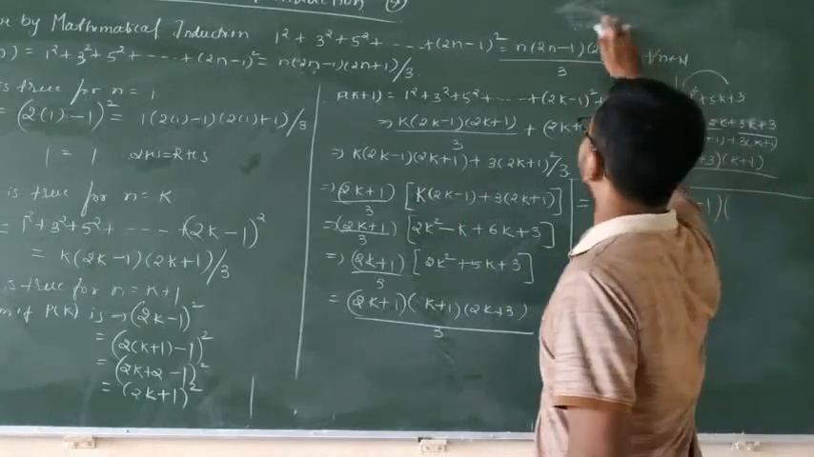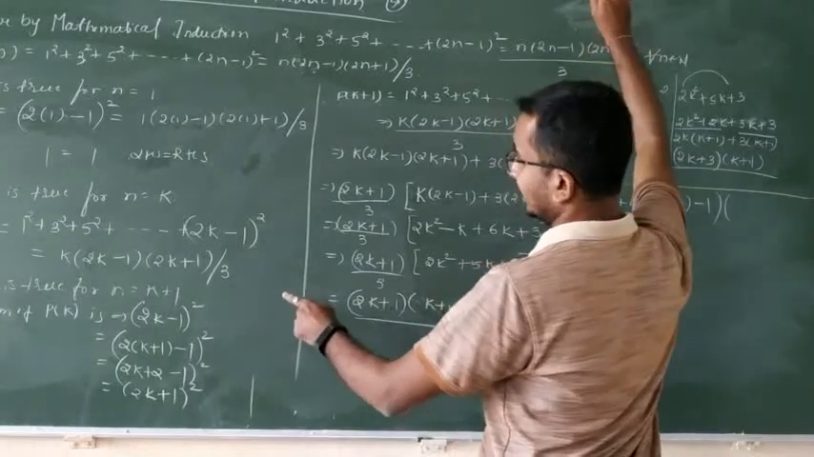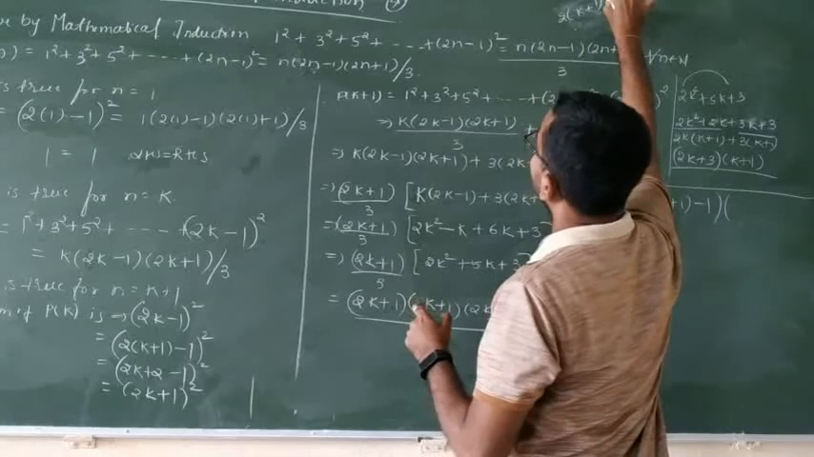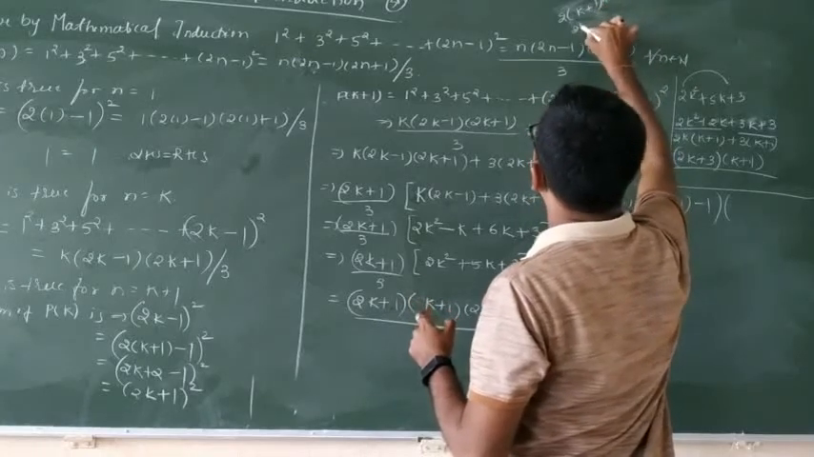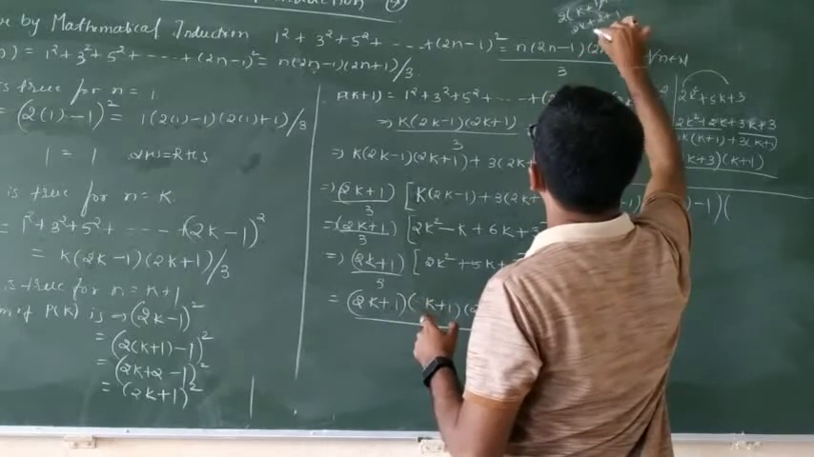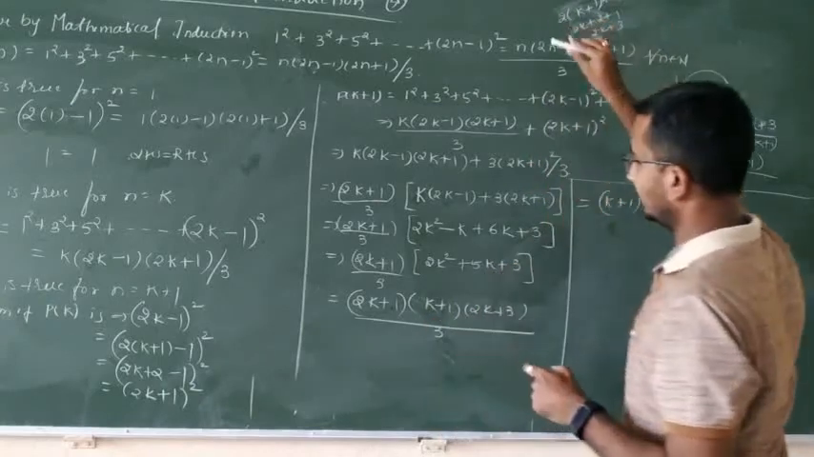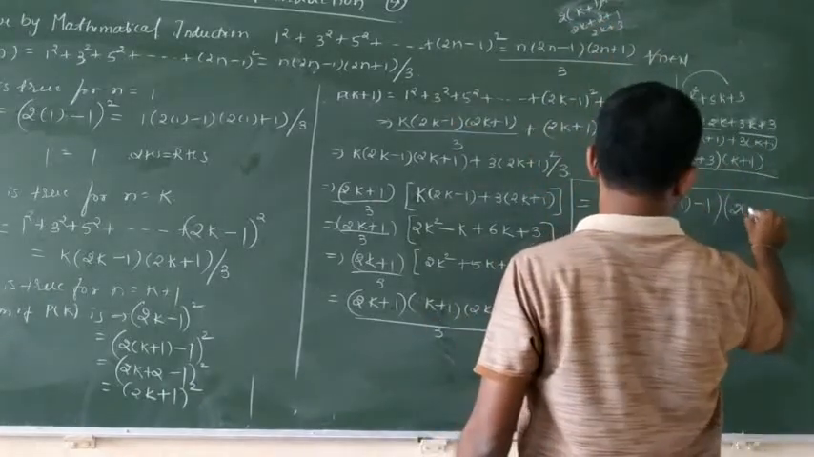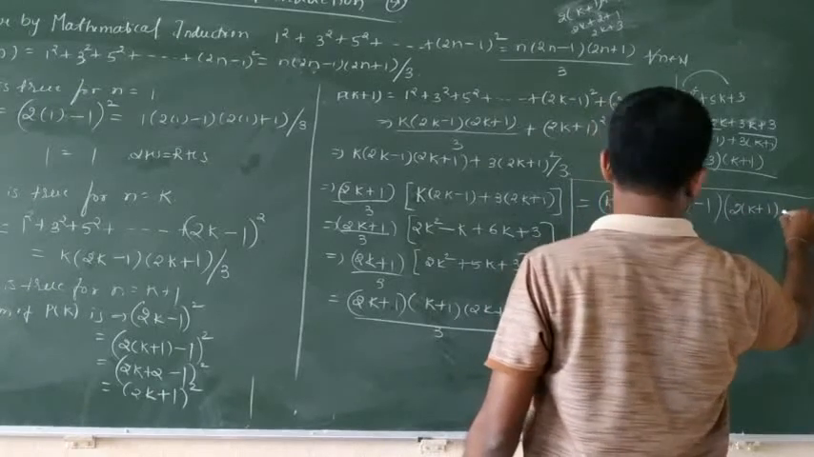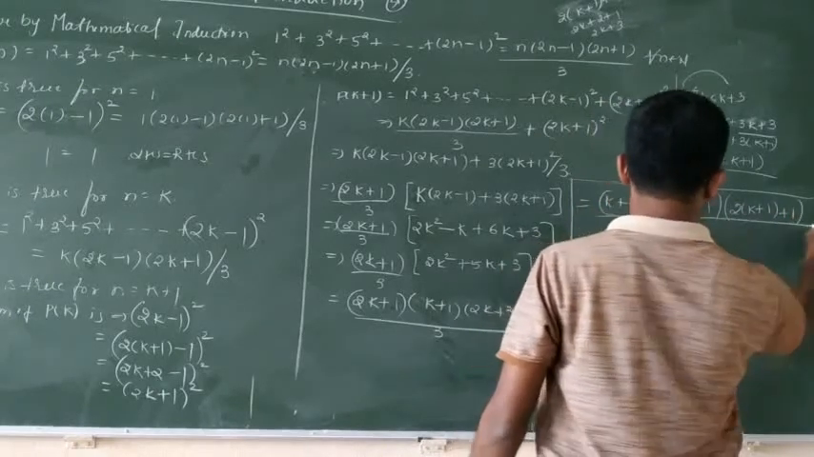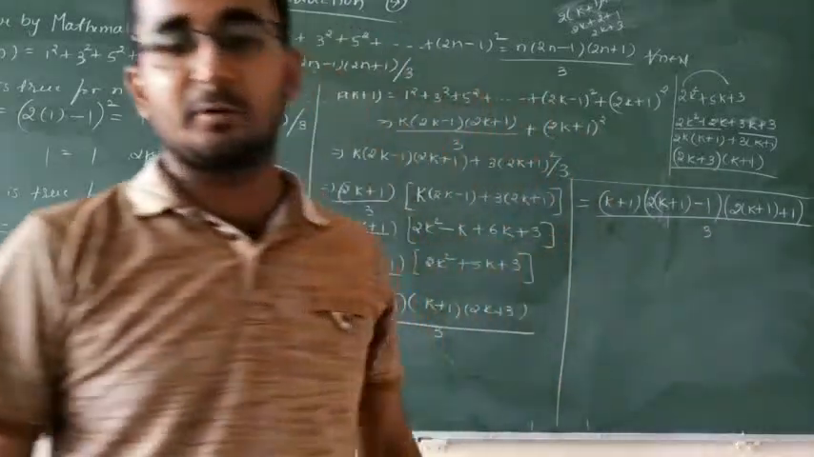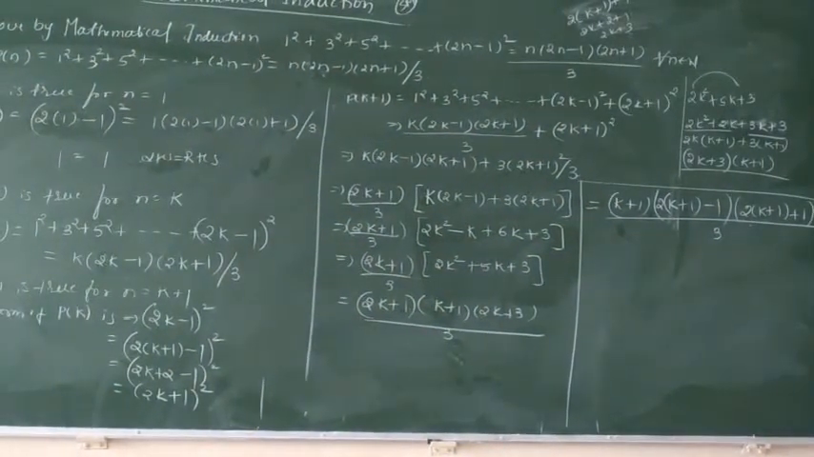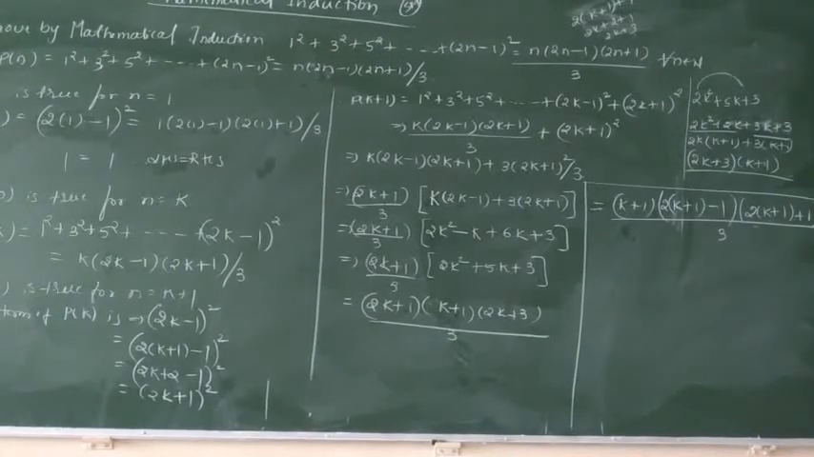Next, 2 into (k plus 1) plus 1, that is 2k plus 2 plus 1, which is 2k plus 3, correct. So in place of n we write 2 into (k plus 1) plus 1, whole divided by 3. Note that the left side and right side should tally.